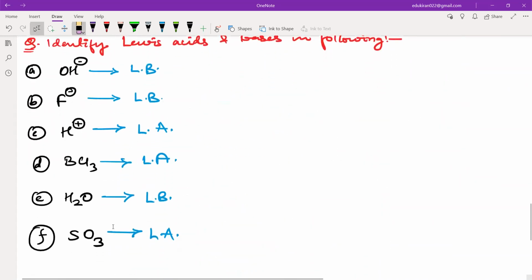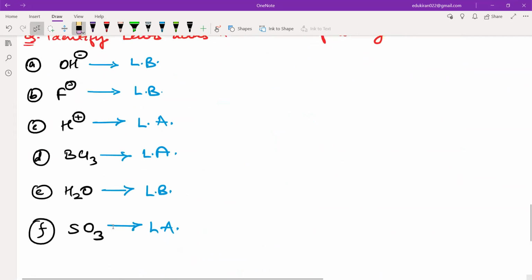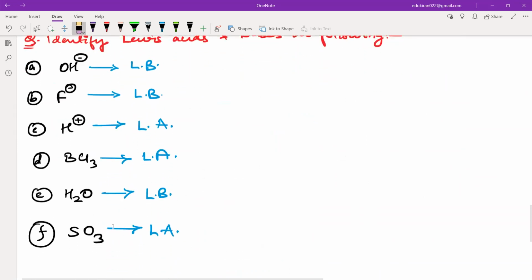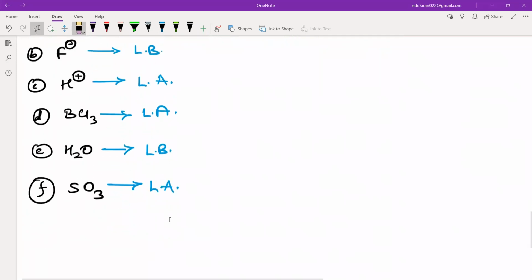Correct. Because sulfur is in which period? Third period, that means it has d orbitals. So it can fit the fourth criteria and also the third criteria. I'm happy that you also remember the structure of SO3 that will have a multiple bond. Right, guys? I hope you remember it. Yes, sir, I remembered.